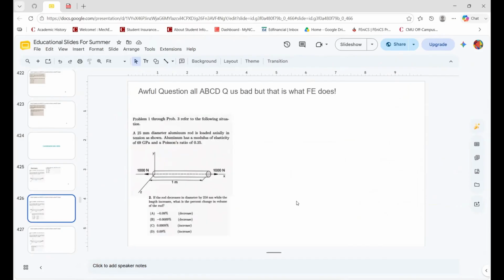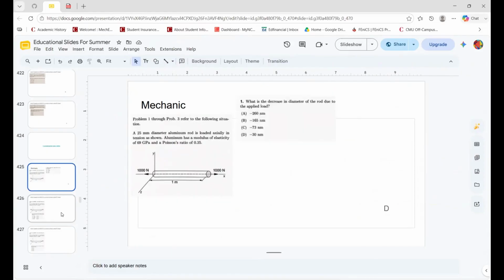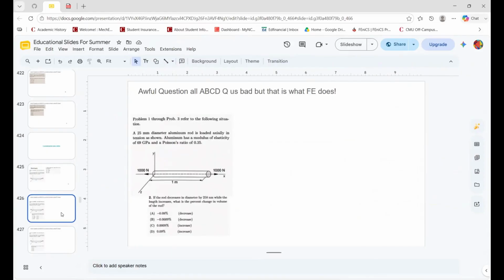If the rod decreases by, did it? That implies that using part two, you can get part one, because that's a little cheesy in my opinion.